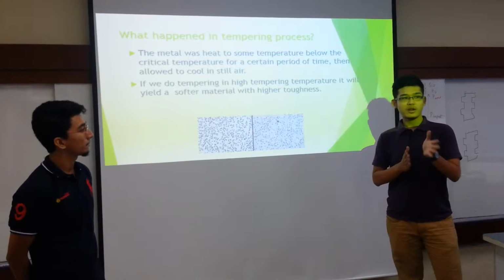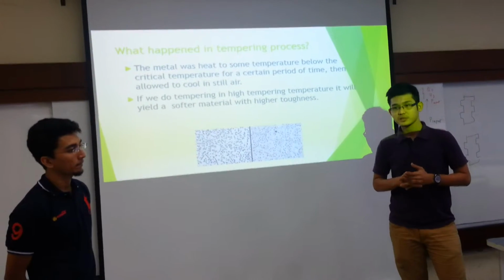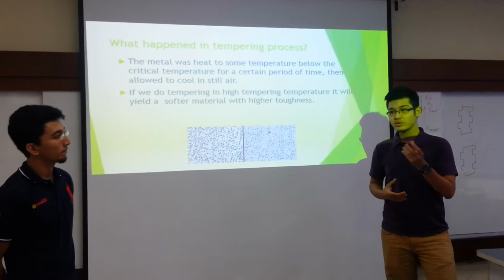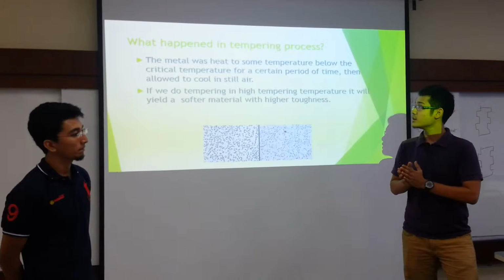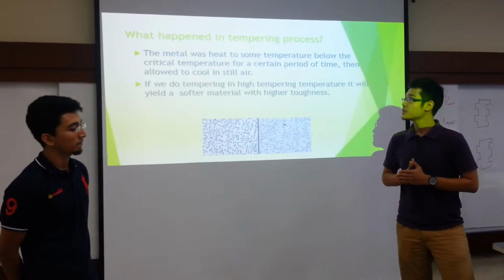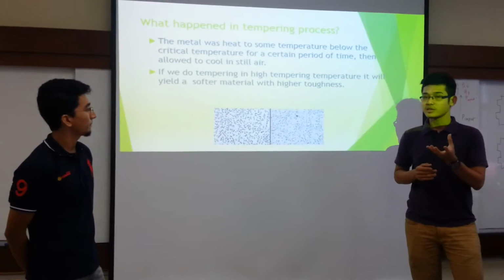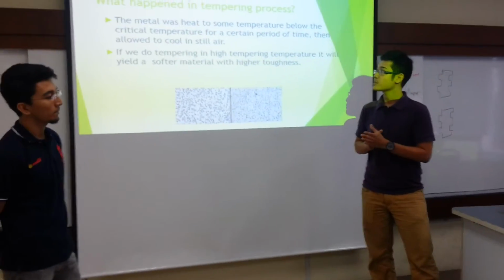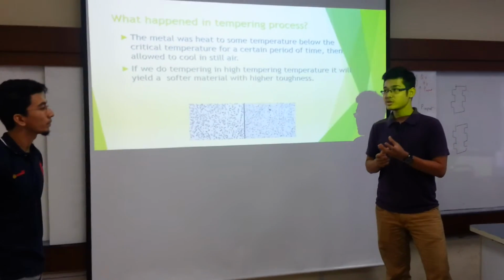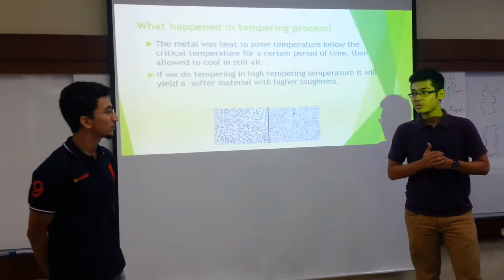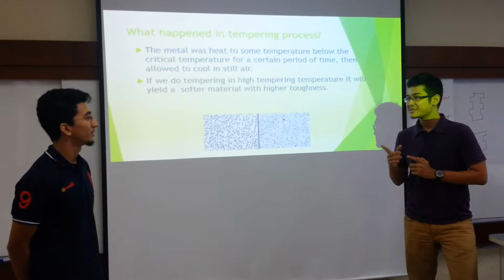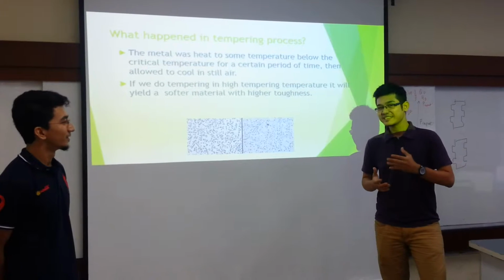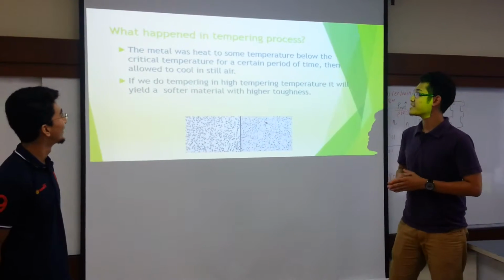So, do you know what happened in the tempering process? No, right? So I would like you to know what happens during the tempering process. First, the metal is heated to some temperature below the critical temperature. Do you know how much the critical temperature is, Ajwad? No. No. I think it's 2. Okay, later we can do research for the critical temperature.